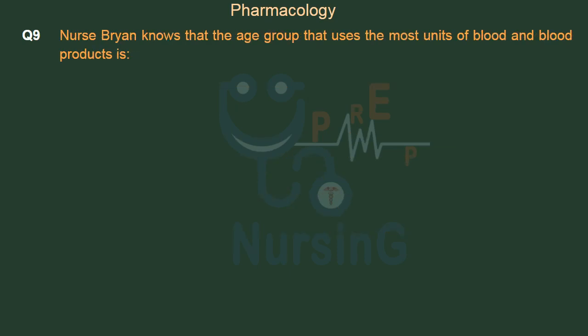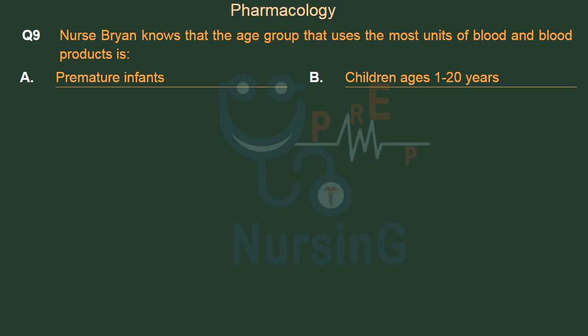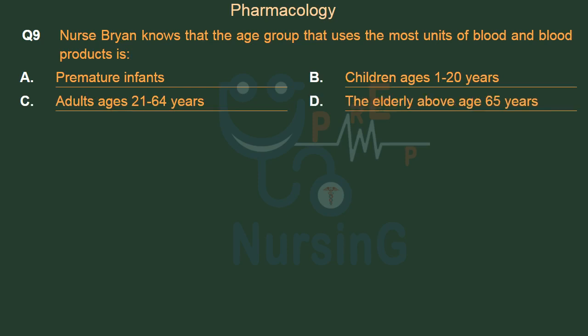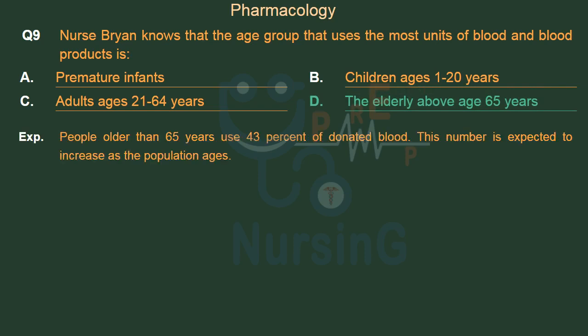Nurse Brian knows that the age group that uses the most units of blood and blood products is: Option A. Premature infants. Option B. Children ages 1 to 20 years. Option C. Adults ages 21 to 64 years. Option D. The elderly above age 65 years. Right answer is option D. The elderly above age 65 years. People older than 65 years use 43% of donated blood. This number is expected to increase as the population ages.